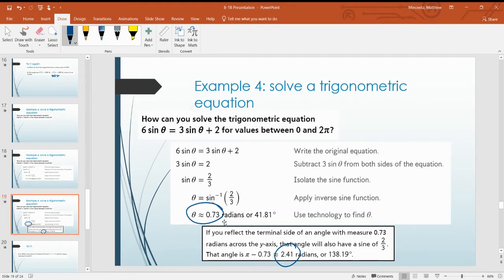Now I can find other angles by adding 2 pi to each one of those, but those would be above what the question's asking me to find. The question's only telling me to find the two angles within one rotation of the circle. So if you can get to sine of theta or cosine of theta or tangent of theta, then we can use the inverse.